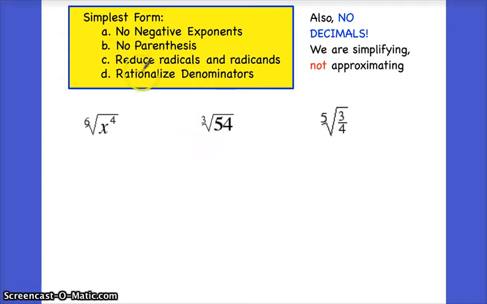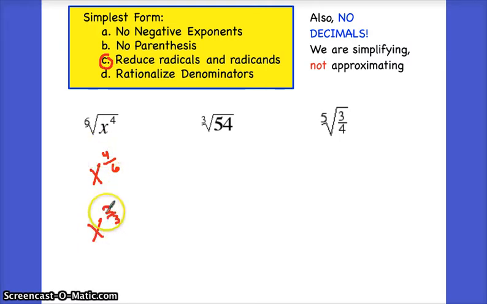The big idea is going to be part C here. We want to reduce any radicals and radicands. So anything that's too large underneath the radical, we want to break down and try to pull out from underneath that radical. Or if we can simplify our radical, note that here you see a 6 and you see a 4th power. That means this is really x to the 4/6. Well, remember, 4/6 is really 2/3.